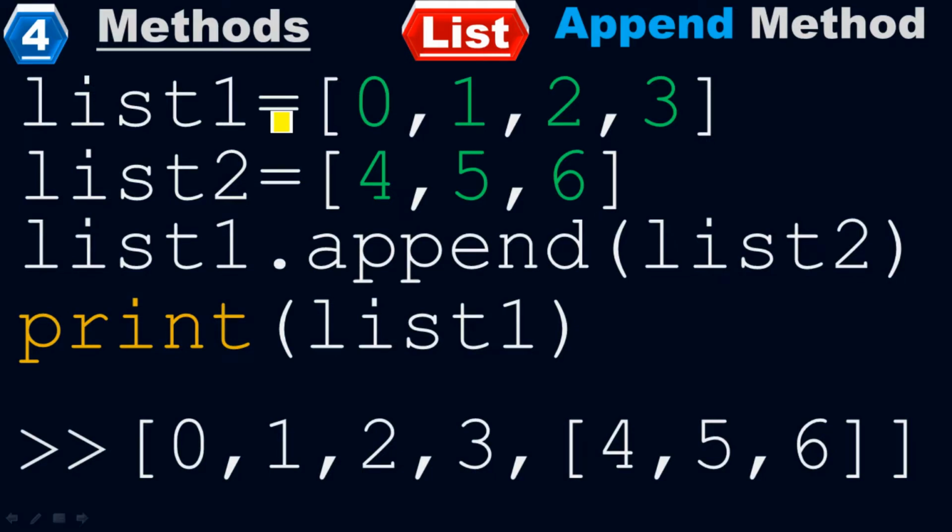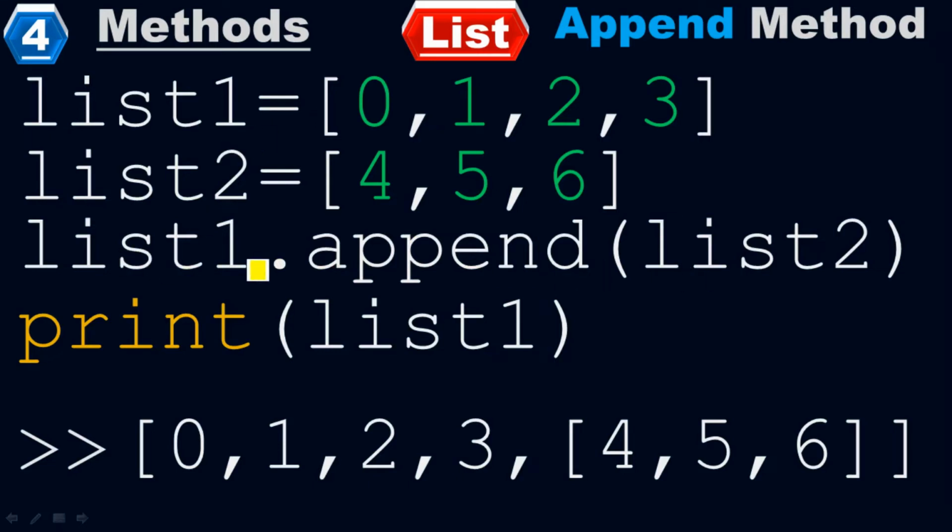Look, this time I have two variables, list1 and list2. So we have two expressions. For list1, we have 0, 1, 2, 3, this list. List1, this variable, this identifier, keeps this information in the memory. This identifier, list2, the second variable name, keeps this information, which is the list of 4, 5, 6 elements. Now I want to append list2 to list1.